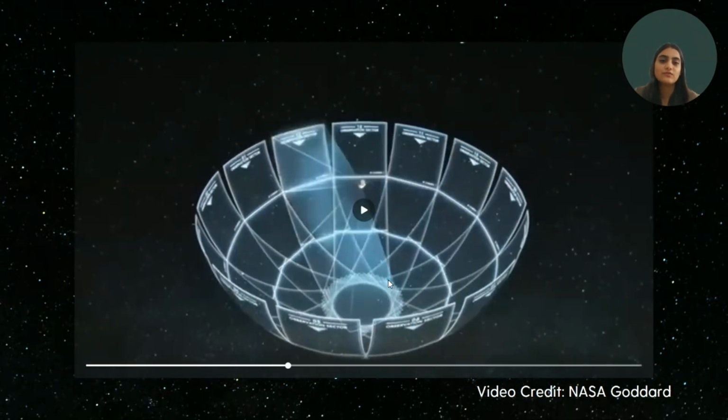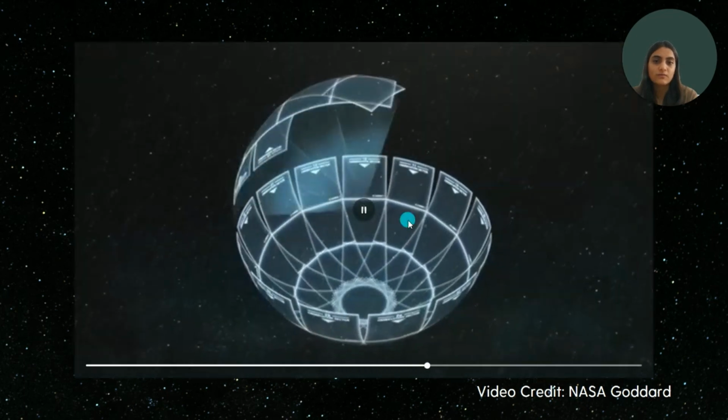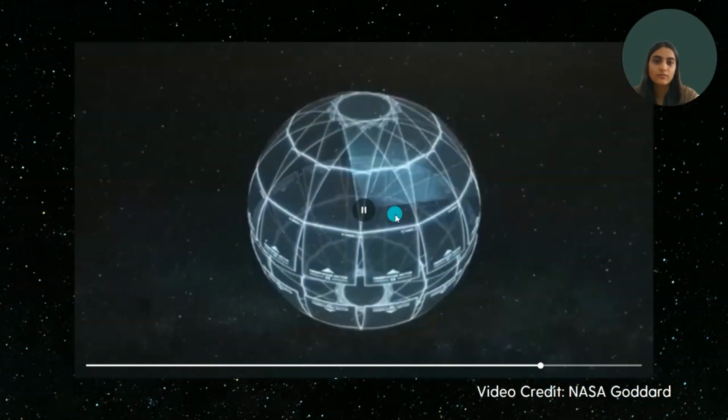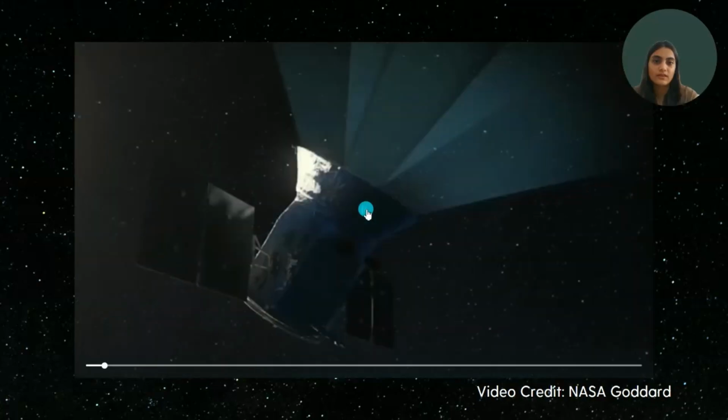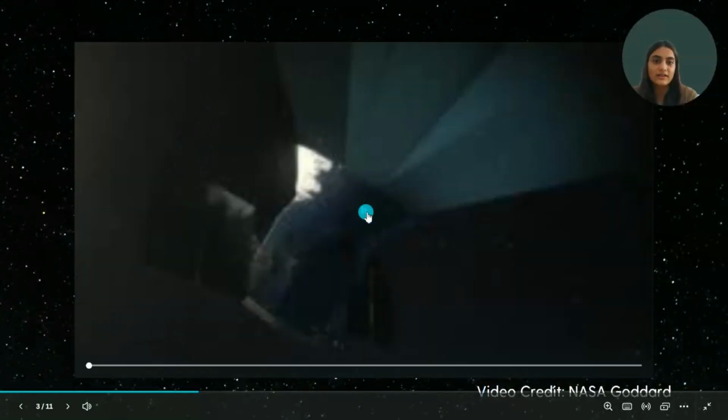So TESS monitors a 24 by 96 degree strip of the sky, called a sector, for about 27 days using its 4 cameras. So this particular field of view is one sector, and for a particular hemisphere it covers 13 sectors before it rotates to cover the northern hemisphere. So some targets are covered multiple times.